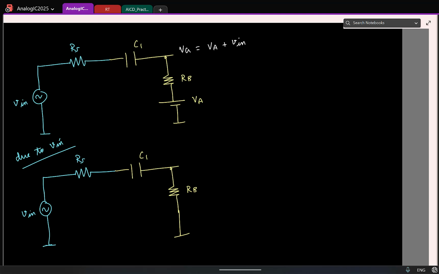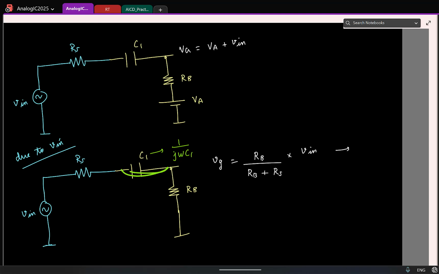Now what is the impedance offered by a capacitor in the frequency domain? 1 by j omega C. Everyone remembers? Now let's assume that the capacitor is infinitely large. Then what can you say about the impedance? The capacitance value is infinitely large, so I can treat it like a short circuit. Then can you tell me what is the gate voltage now? Rb by Rs plus Rb times Vin.